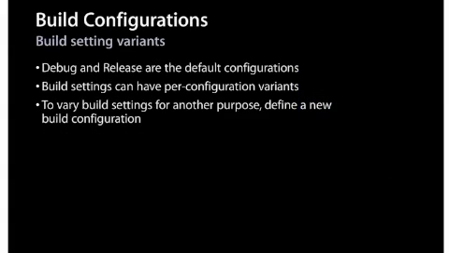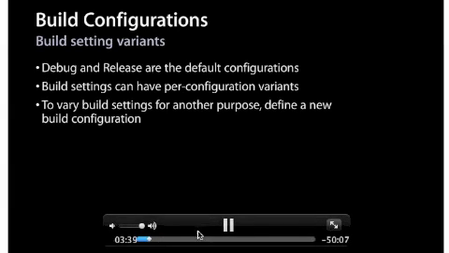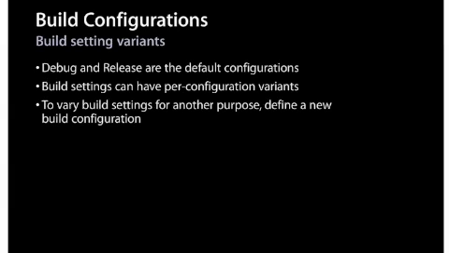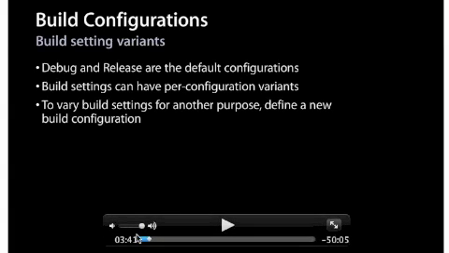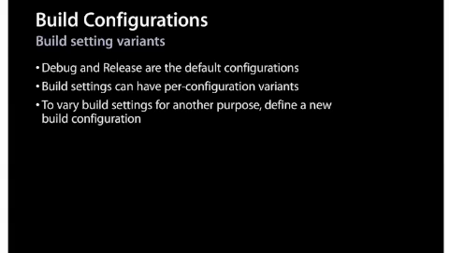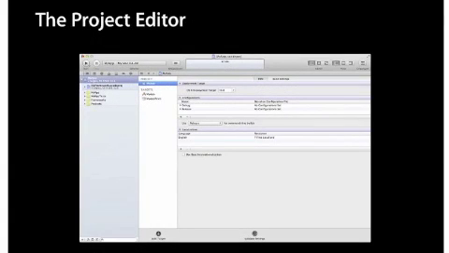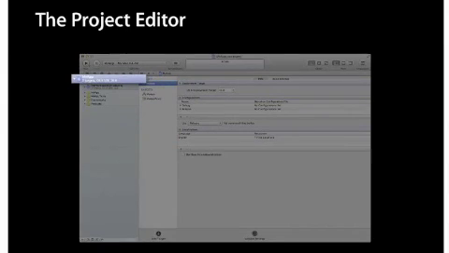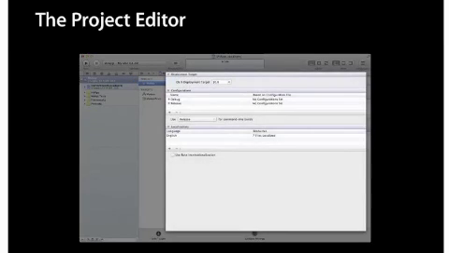Every project comes with debug and release build configurations. And most build settings only have one value, but some, like your optimization level, will have a different value for debug and release. Most of you can get by with just debug and release configuration. But if you need to vary your build settings for some other purpose, you can create another build configuration to do so. You get at your build configurations in the project editor. First, you select your project in the project navigator on the left, then select the project in the source list in the middle. The project editor will be on the right and contains your build configurations.